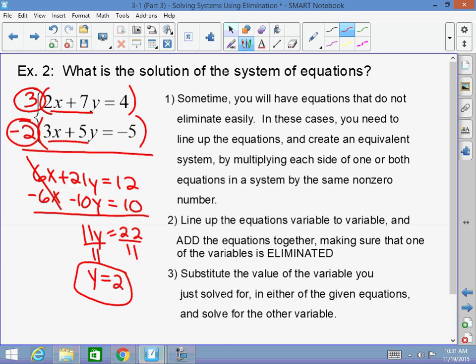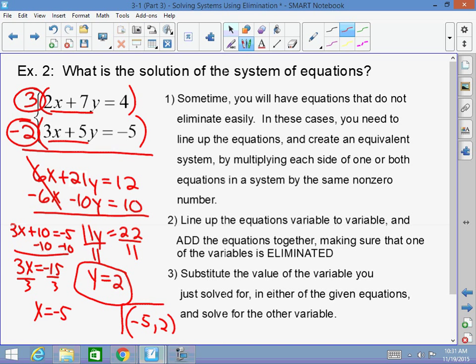Okay, so let's plug into the second one. So I got 3x plus 5 times 2 is 10 equals negative 5. Subtract 10 from both sides. So I've got 3x equals negative 15. Divide that bad boy by 3. X equals negative 5. So my solution is negative 5 comma 2.